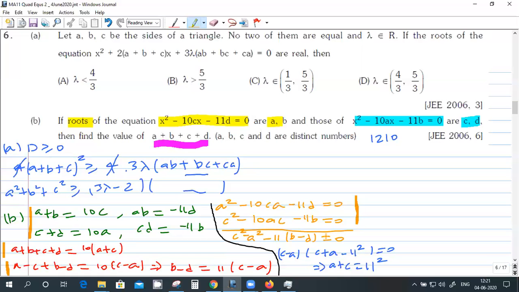So B minus D is basically 11 times C minus A. So I can take C minus A as a common factor, and then take C plus A minus 11. Here there is one 11, another 11 here, so it will become 11 square. And the two factors are equal to 0.